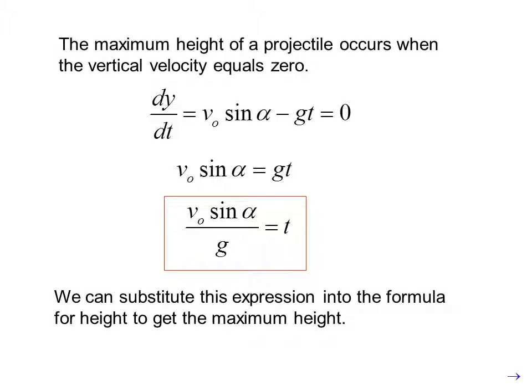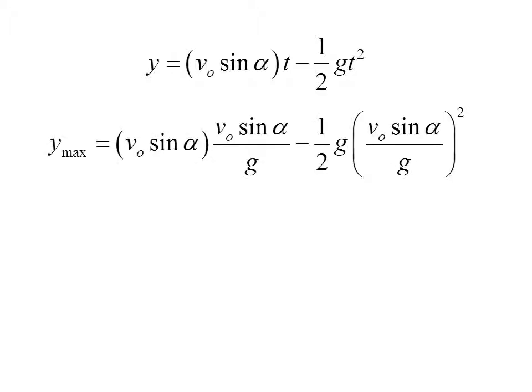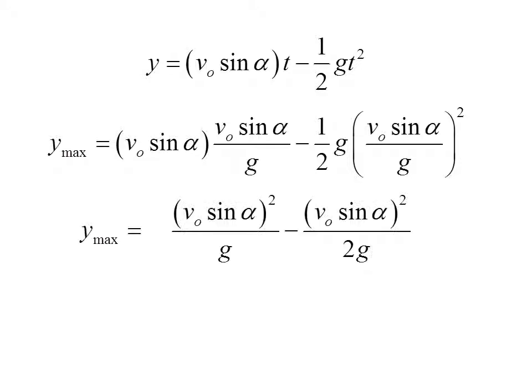We can substitute this expression into the formula for height to get the maximum height. y equals v sub 0 sine alpha t minus 1/2 gt squared. If we substitute in the time at the maximum height, we get y max equals v sub 0 sine alpha times v sub 0 sine alpha over g minus 1/2 g times v sub 0 sine alpha over g squared, which simplifies to (v sub 0 sine alpha) squared over g minus (v sub 0 sine alpha) squared over 2g.